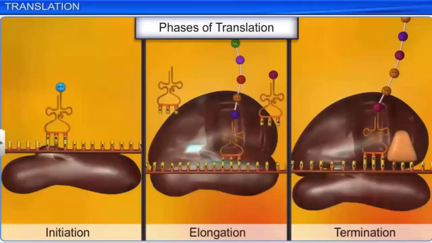Translation occurs in three phases: initiation, elongation, and termination.